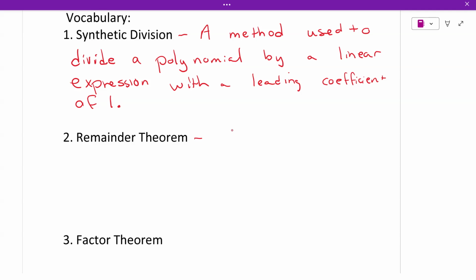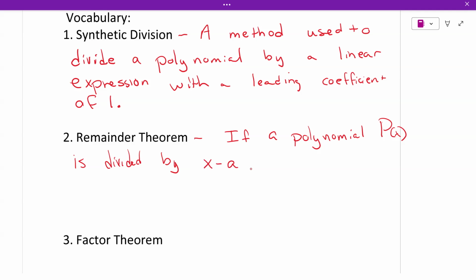The remainder theorem. If a polynomial p of x is divided by a linear expression like x minus a, then the remainder is p of a. The remainder is what you would get if you put a into the polynomial and multiplied everything out.